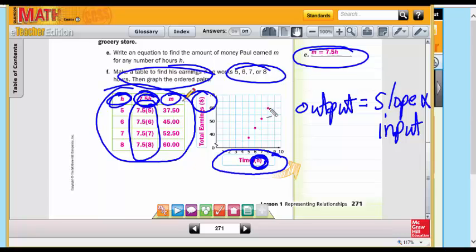Now, sometimes you want to put a line on these, and sometimes you don't. For example, sometimes it makes sense. For example, we could have an input of 5.5 hours, but sometimes it would not make sense to have 5.5. So you have to think about whether or not you want to put a line on that.